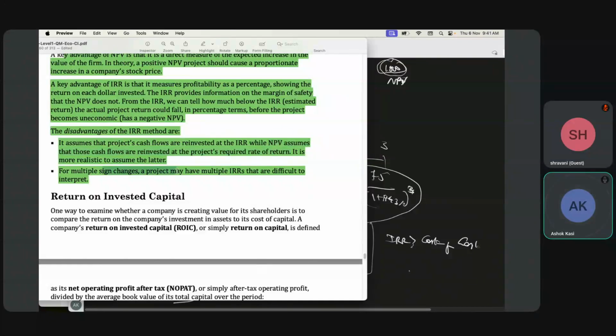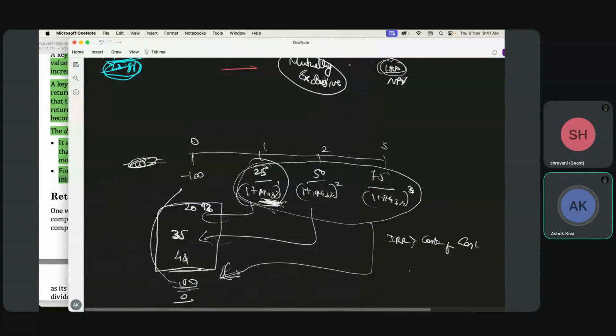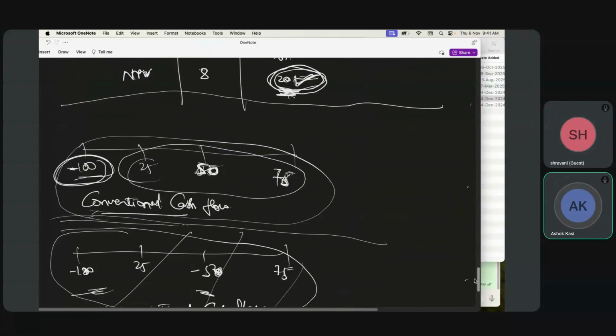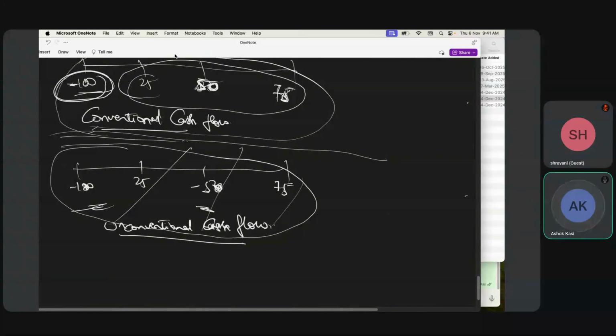And what is this multiple IRR that you will find in unconventional cash flows? Those are difficult to interpret. At the moment, you just see this theoretically. Practically, we'll see when the sum comes. So you will find multiple IRR in these unconventional cash flows.